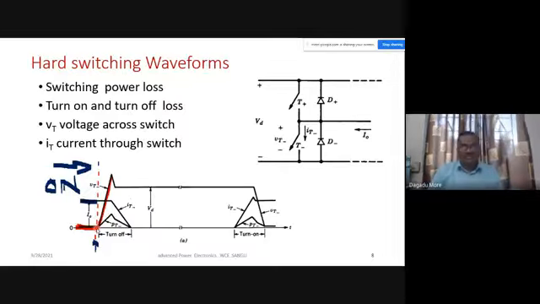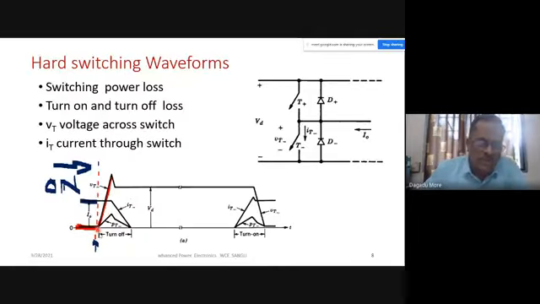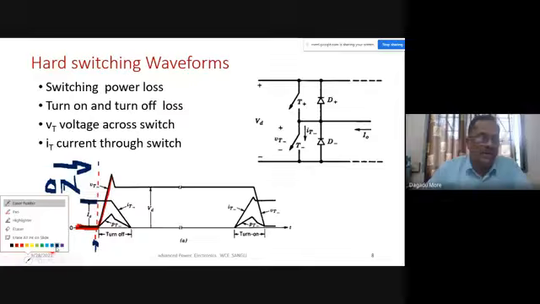But due to semiconductor physics, what happens? As we apply the signal for turn off, the voltage across the switch will increase, but the current will not decrease. The current will remain the same. When the voltage reaches its full value, then the current starts decreasing. This is all happening because of semiconductor physics. So here what happens?